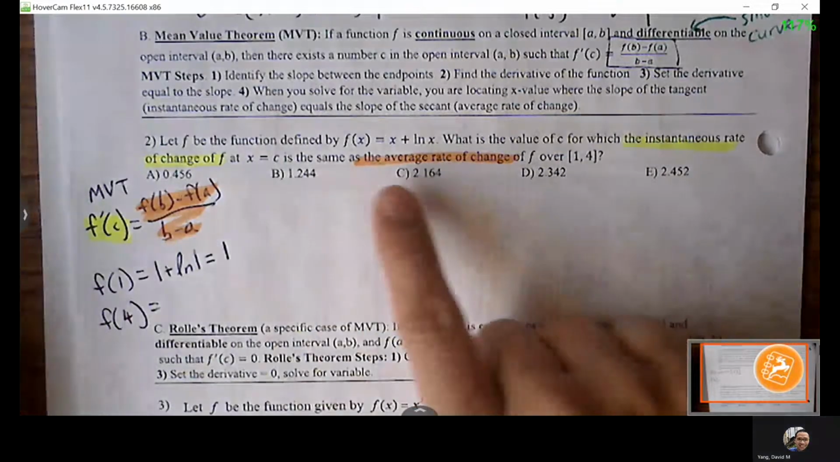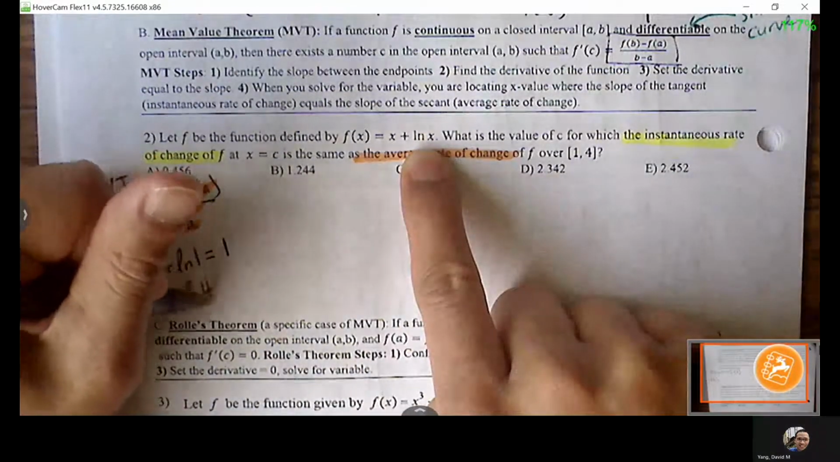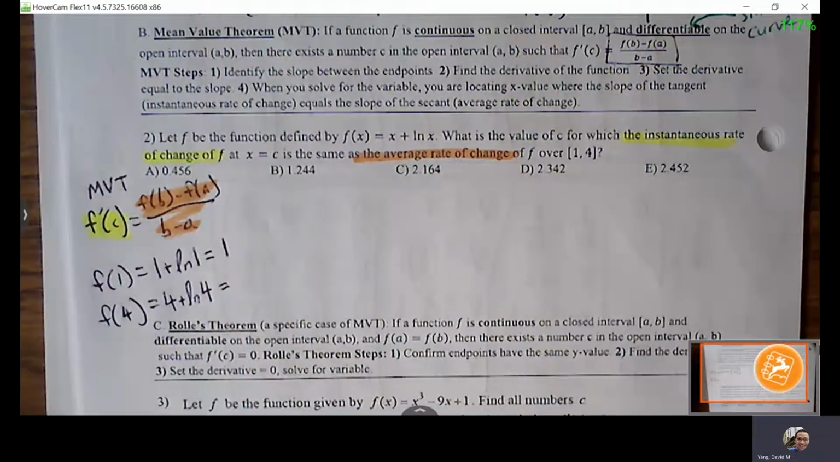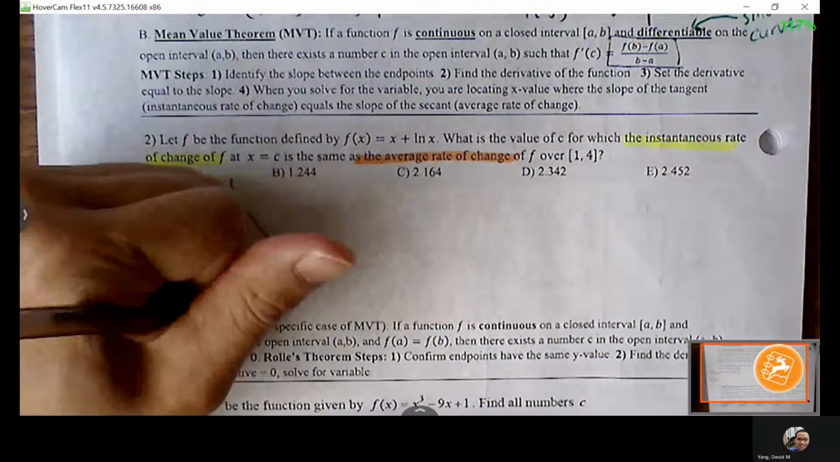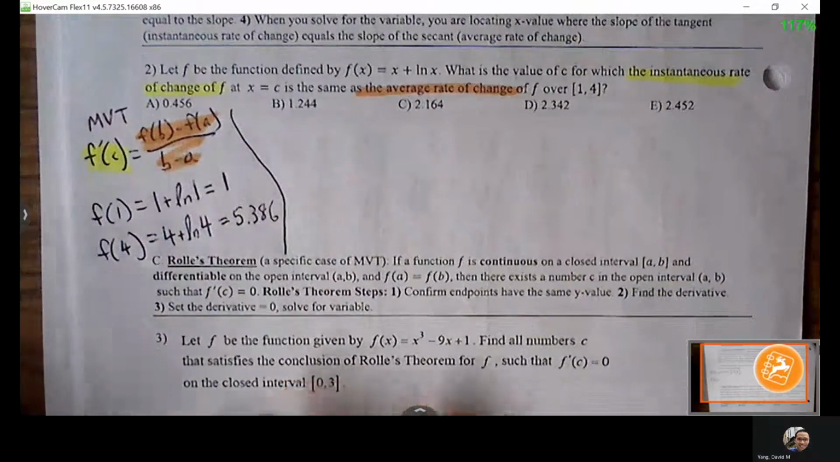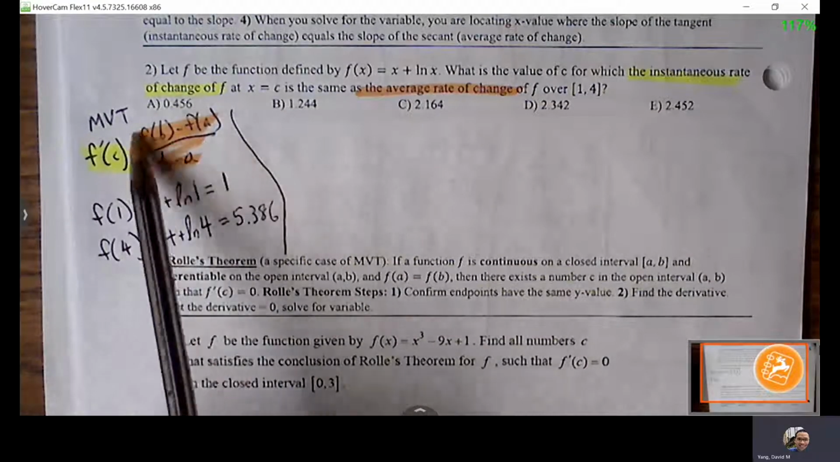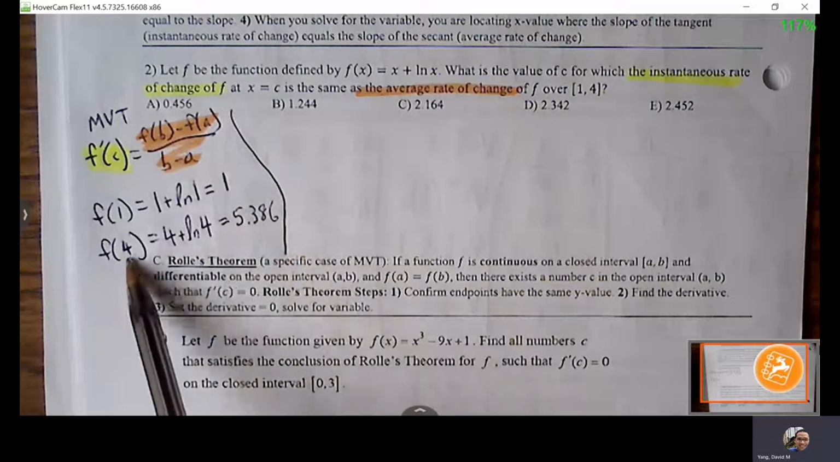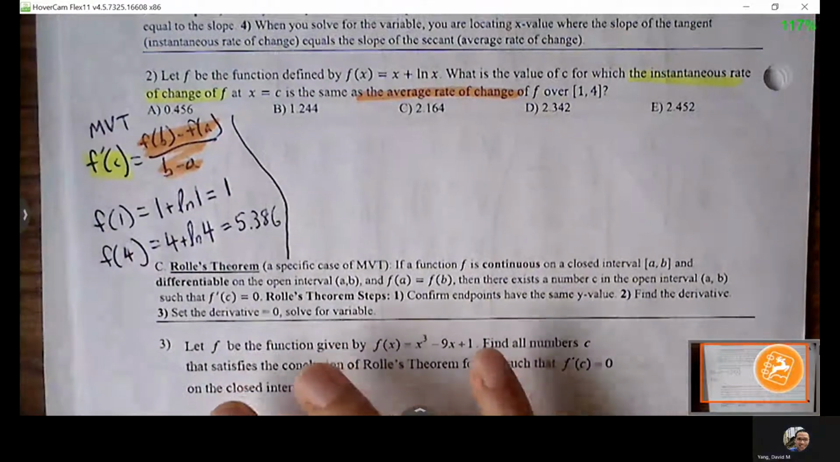f of 4, insert 4 into the original function. Insert into the calculator, you'll get 5.386. And now we're going to find that slope that we want to target. So change in y over change in x. So all this time, no calculus yet. We're just gathering information from the ordered pairs.